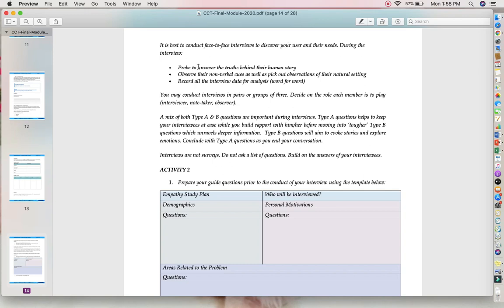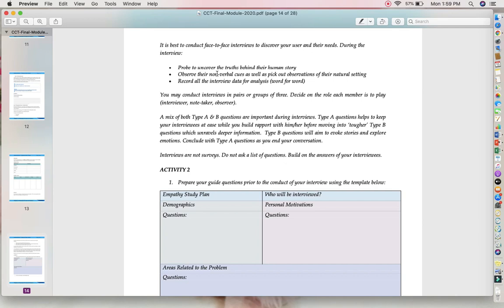So during the interview, you have to probe to uncover the truths behind their human story. Go deeper, the truth about the story. Observe their nonverbal cues, as well as pick out observations of their natural setting. You have to take note of the natural scenario. Do not create an imaginary environment wherein everything is conducive. No, you just have to take note of all the observations in the natural setting.